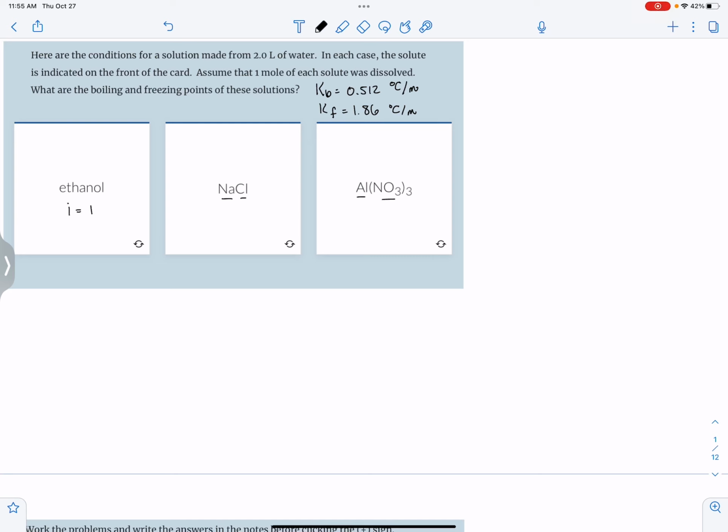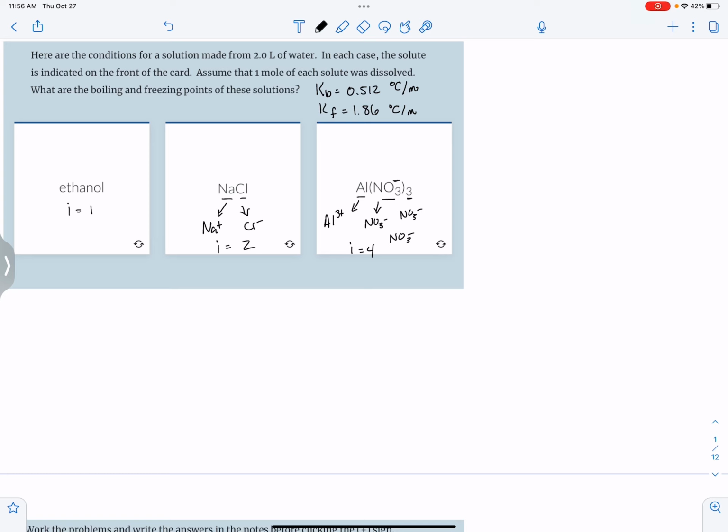Now for this one, NaCl will break up into Na+ and Cl-. So for that one, your i factor is 2. And then this one, aluminum on the periodic chart, if you look at where it is, it's +3. And then notice the 3 here. This guy on his own is just -1. So there really are 3 NO3- in here for every one of the molecules. So the i factor for this one is actually going to be 4.